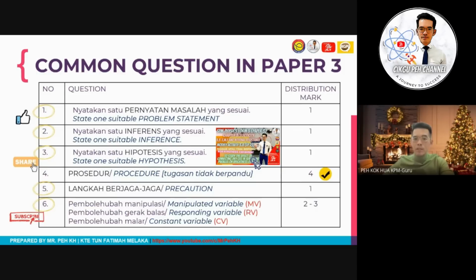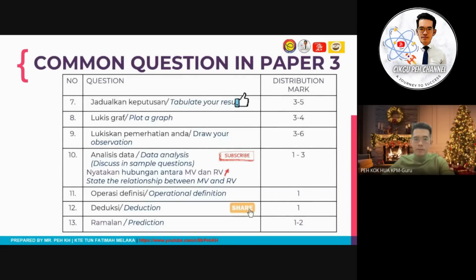Okay, so I will teach you how to write the procedure. As I mentioned, this is the type of question in Tugasan Amali, tidak berpandu, that I'm going to teach you in this video. Then the other common questions in paper 3 will be tabulation, plot a graph, draw your observation, then data analysis, operational definition, deduction, and prediction. I will discuss how to tabulate the data, which I also already discussed in episode 1. So I will go very fast for the tabulation; for the detail you may refer again to the video clip in episode 1 for this experiment.